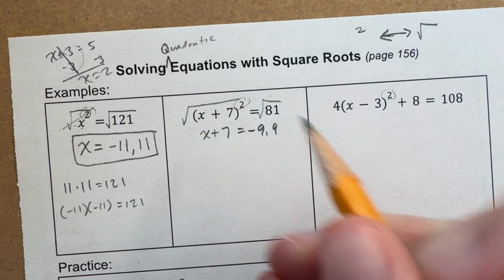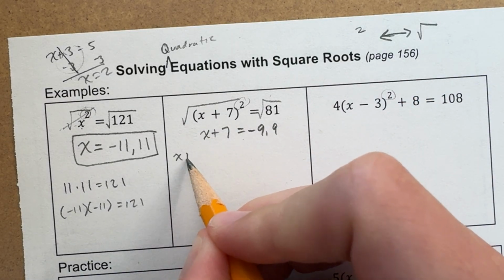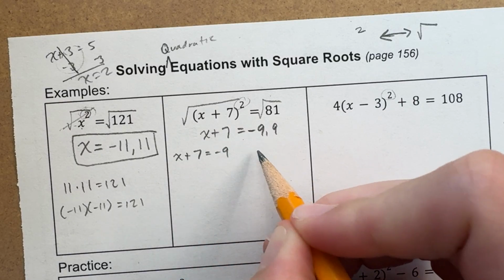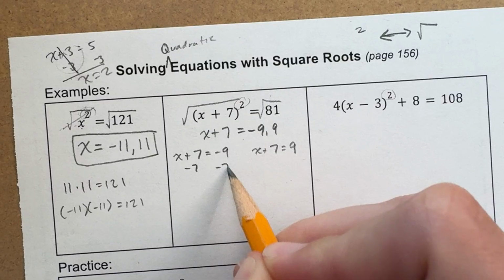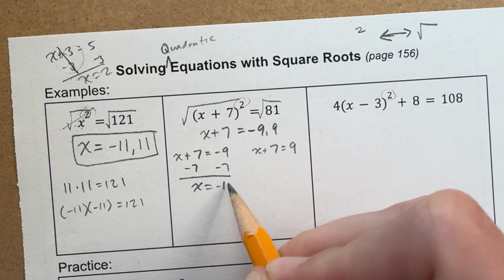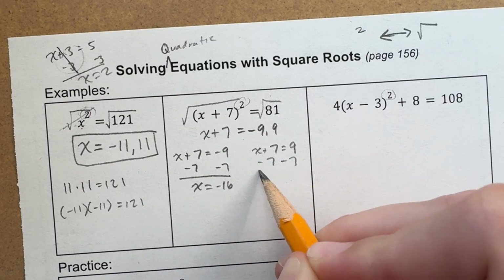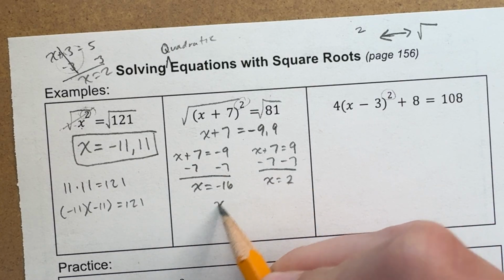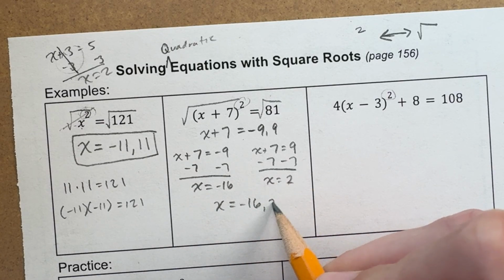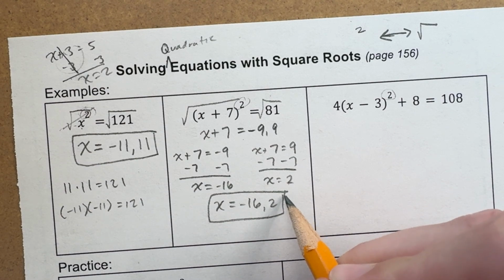Now, the thing about this one is this equation isn't solved yet. So either x plus 7 could equal negative 9, or x plus 7 could equal positive 9. And then when I do this on both sides, I get negative 16, or positive 2. Okay, now let's really talk about why this works. Here are my two answers. Does this make sense?